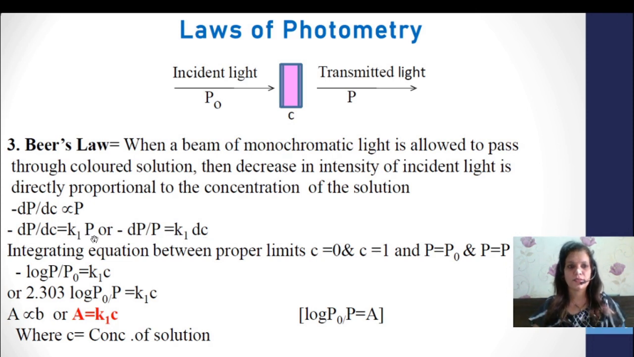If we integrate this equation between the limits P0 to P and C as 0 to 1, we get minus log of P upon P0 equal to K1C, where log of P0 upon P is nothing but absorbance. So absorbance is directly proportional to concentration C, or A equal to K1C. So we can state Beer's law as absorbance directly proportional to concentration.